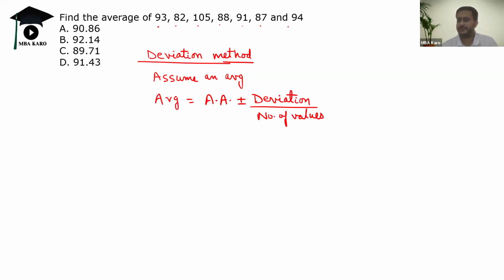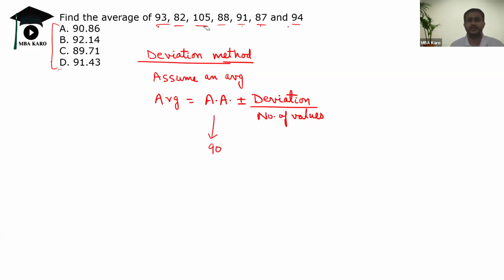The first question is how to assume an average. Look at the values 93, 82, 105, 88, 91, 87, 94. The options are close to 90. Even if options were not given, the average is somewhere between the highest and lowest value. You can assume any value, it is not necessary that you assume the same value I am assuming. By rough estimation, let us assume the average is 90.